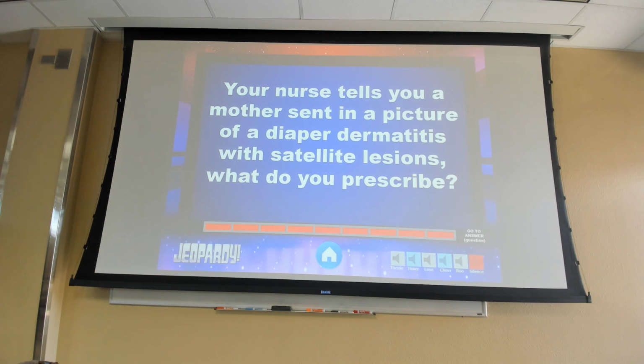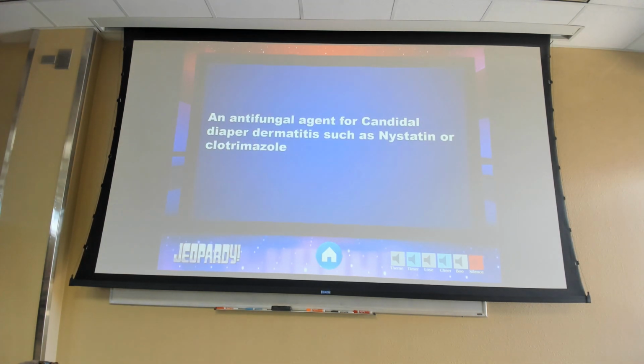Your nurse tells you, Mom sent you a picture of diaper dermatitis with satellite lesions. What's your diagnosis? Candida. What do you prescribe? An azole or nystatin. Yep. Correct.